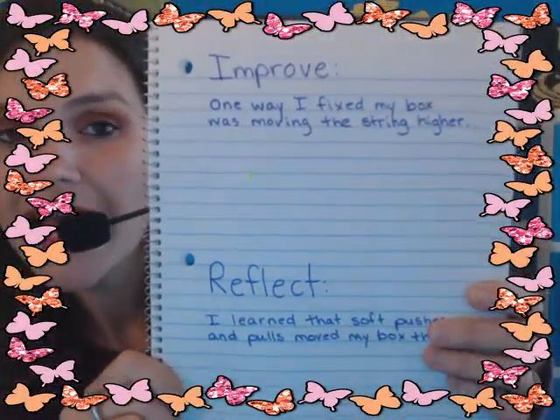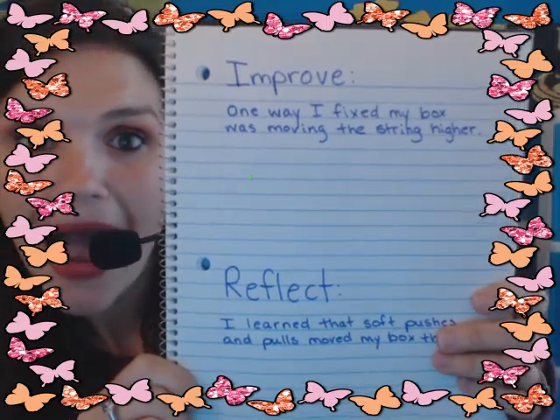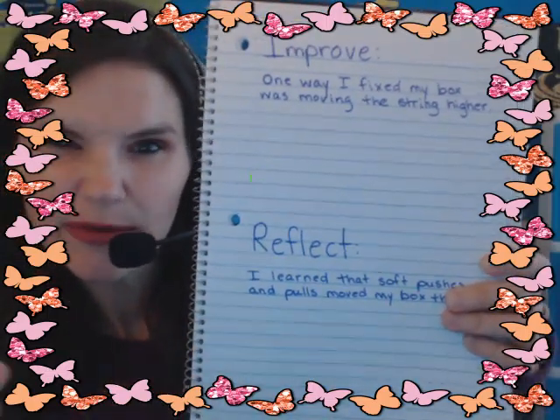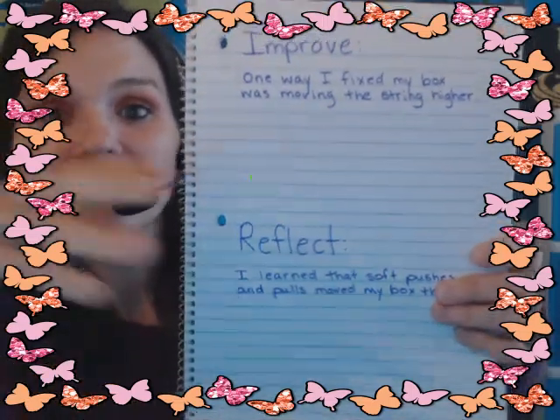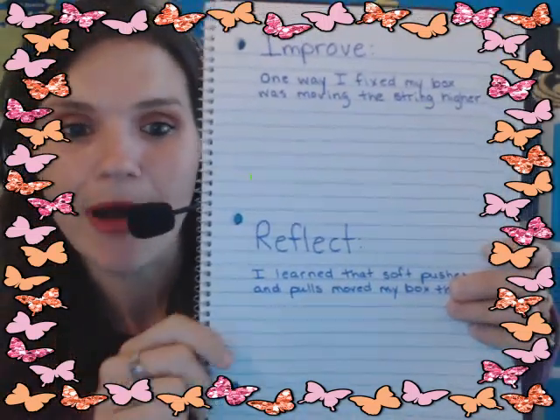For improve, I said one way I fixed my box was moving my string up higher. So it was tipping over because it was jerking the bottom. So I lifted it up and I tied it at a higher point. That was the improvement I made to my box.